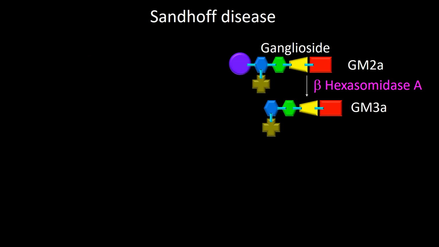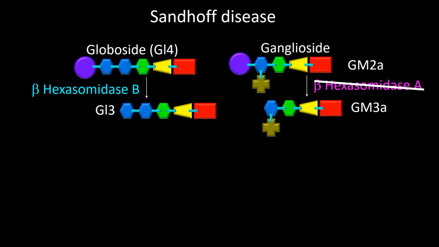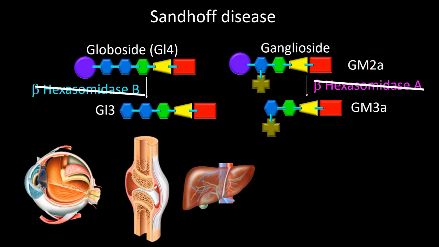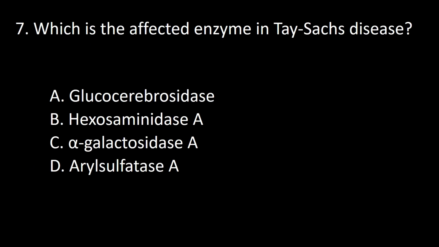Beta-hexosaminidase A is also deficient in a condition called Sandhoff disease. In this condition, beta-hexosaminidase B, an enzyme needed for the catabolism of globoside, is also affected. CNS symptoms are the same as those seen in patients with Tay-Sachs disease, but patients with Sandhoff disease also have visceral involvement affecting cornea, cartilage, bone, and liver. This condition has no ethnic association. So the answer to this question is B.